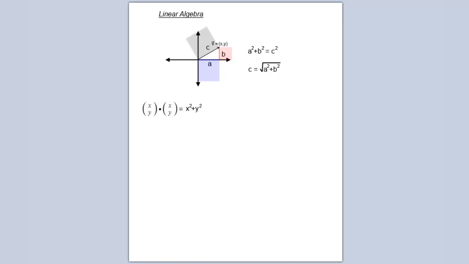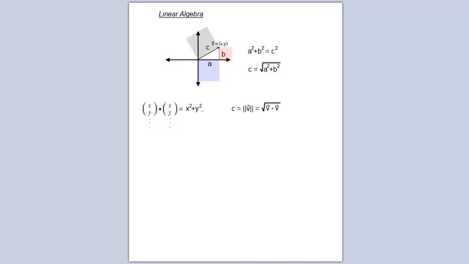So in general, the length of a vector, called the norm, is given by the square root of v dot v, denoted as norm v, which is two absolute value signs.